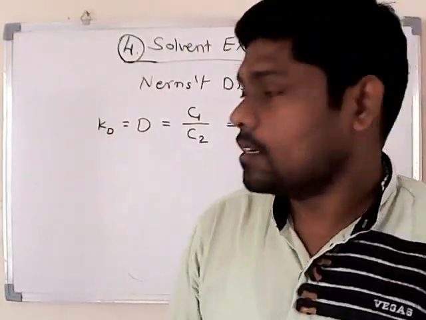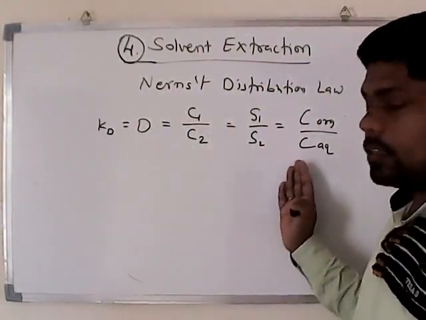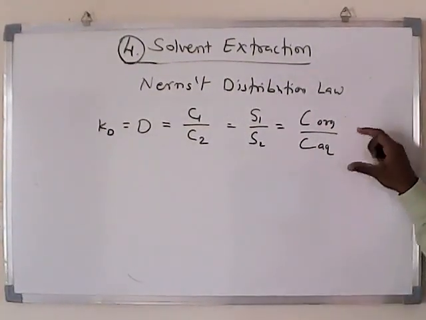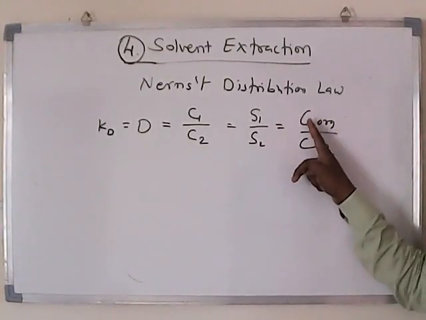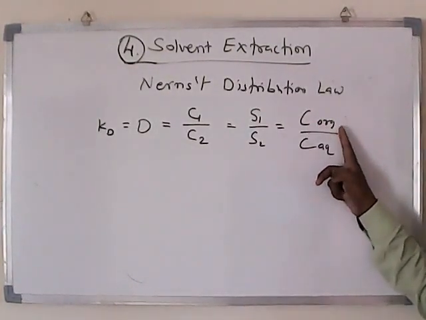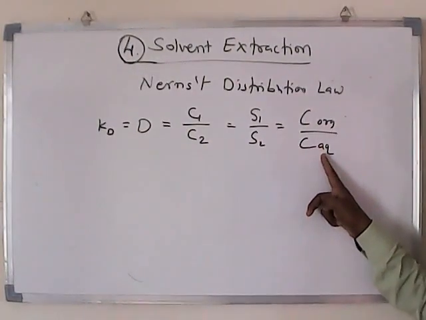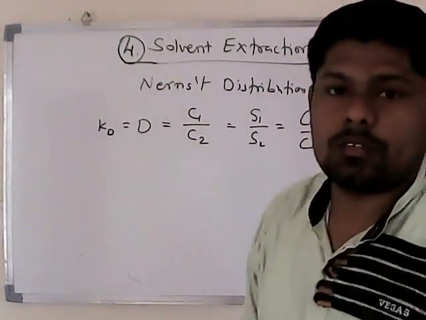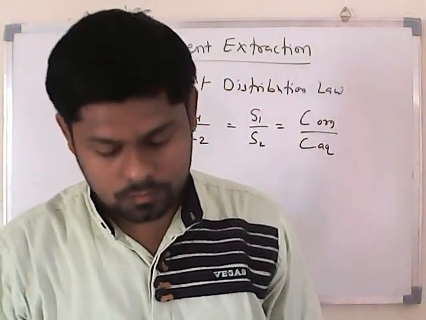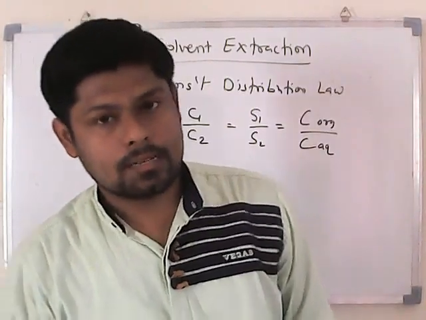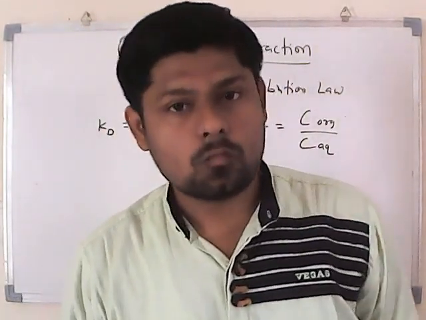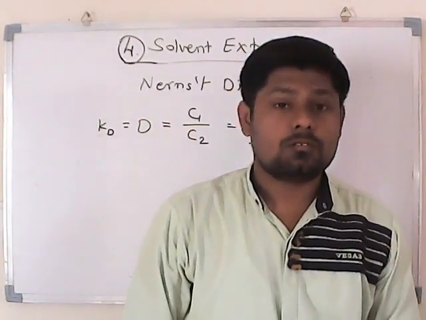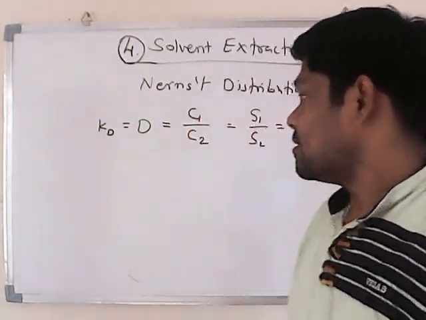So you can easily remember the statement with the help of this mathematical expression. Once again, the ratio of concentration of a solute in the organic phase to the aqueous phase remains constant at constant temperature. This ratio is known as Nernst distribution law. But in exams, when the question is asked for 2 marks, what is the Nernst distribution law, or what is the statement of Nernst distribution law, you have to mention some conditions.